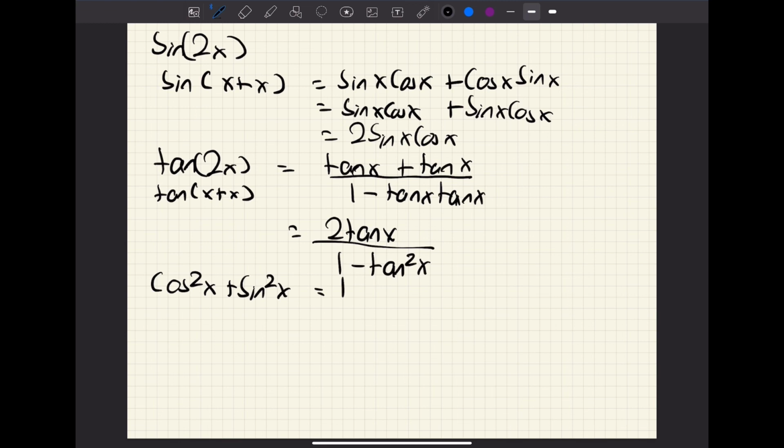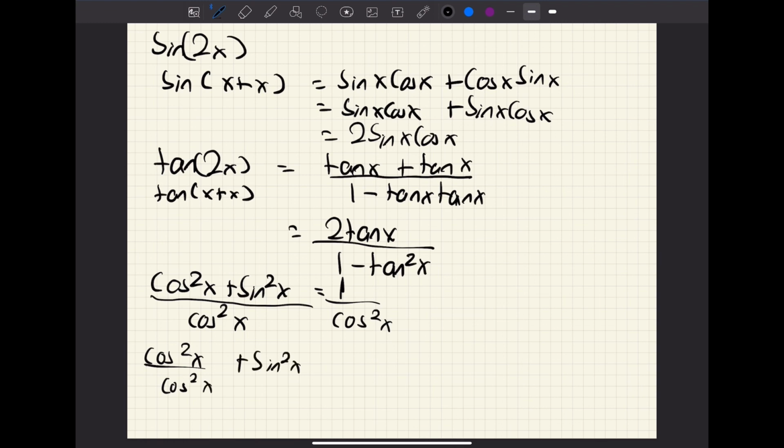So this is a rule of maths: if you do anything to one side of the equation, you have to do it to the other side as well. So say I want to divide this entire side by cos squared x. For it to still check out according to the rules of mathematics, I would have to divide this side by cos squared x as well. So let's separate these values: cos squared x over cos squared x plus sine squared x over cos squared x.